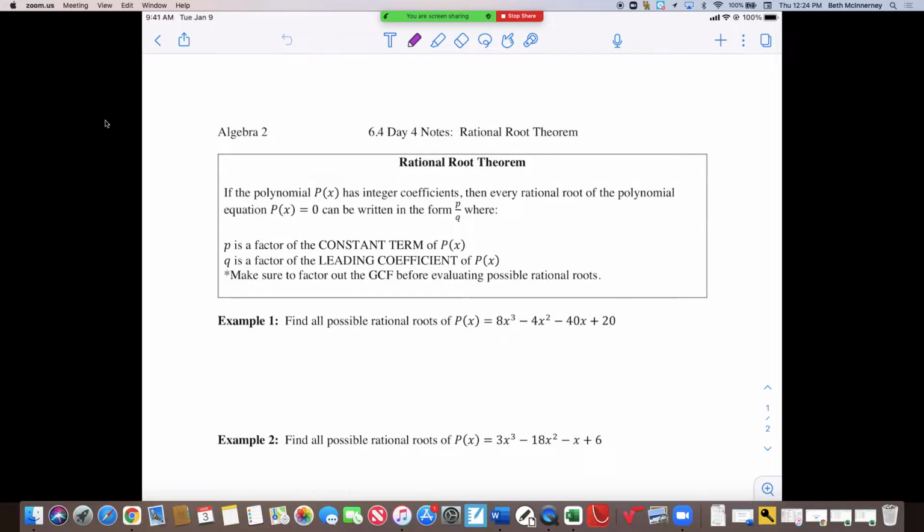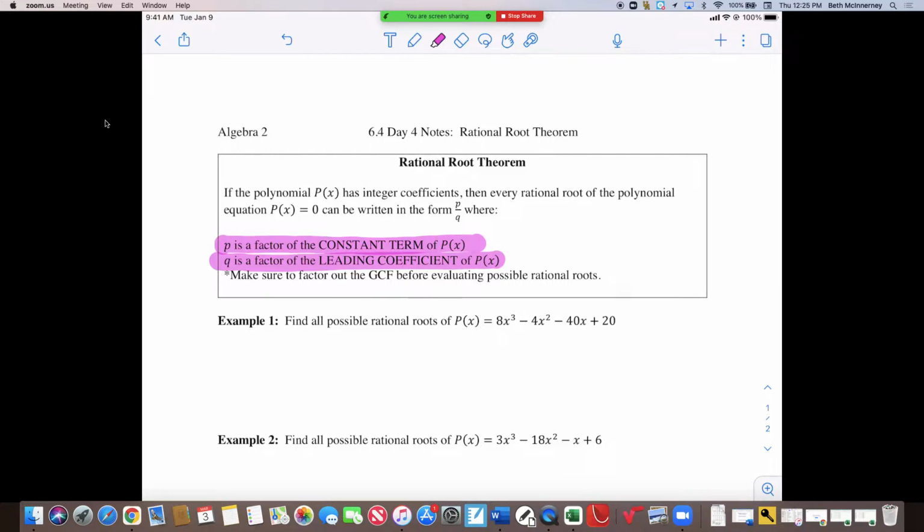So we have something called the rational root theorem. And it says this: if you have a polynomial, p of x, and it has integer coefficients, so that means not fractions or decimals, okay? Then every rational root of the polynomial equation, p of x equals 0, can be written in the form p over q, where p, and I'd like you to use your highlighter here, p is a factor of your constant term, and q is a factor of the leading coefficient.